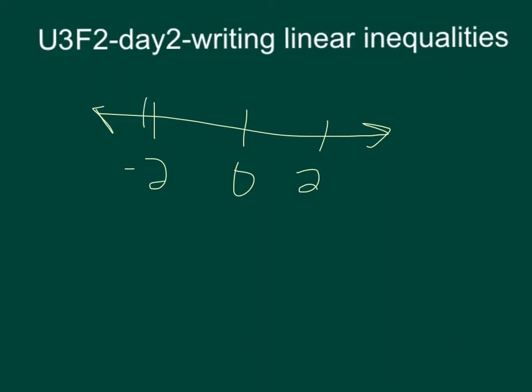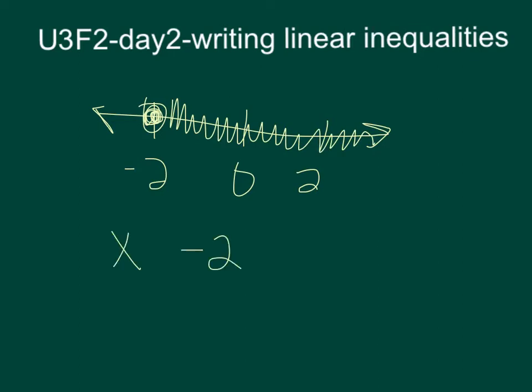If we had this graph and I asked you to write an inequality, we know we have x and -2, and it's shaded the greater than, and it's shaded in so we have the or equal to. So x is greater than or equal to -2. The difference is going to be on the xy axis.